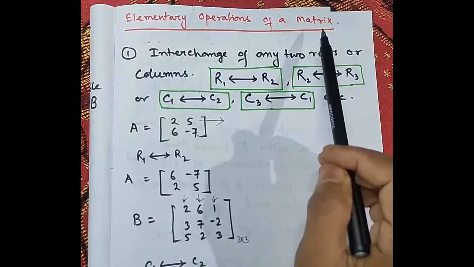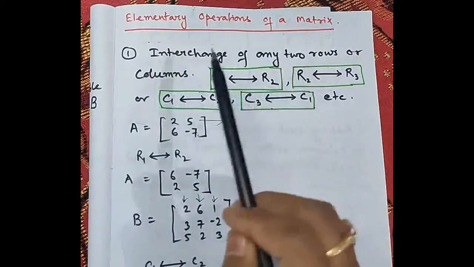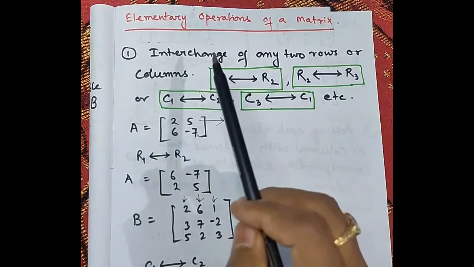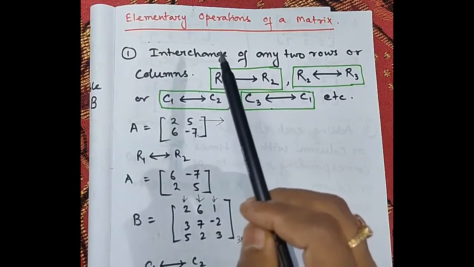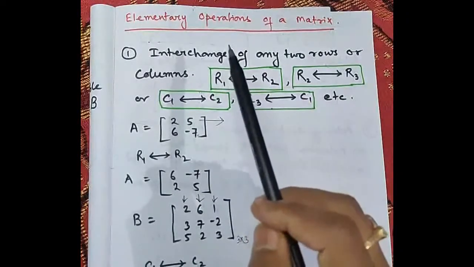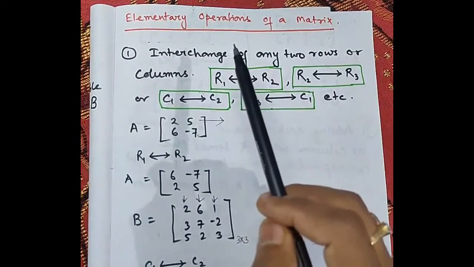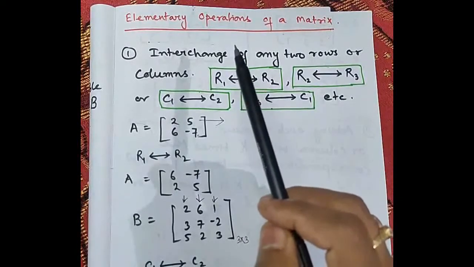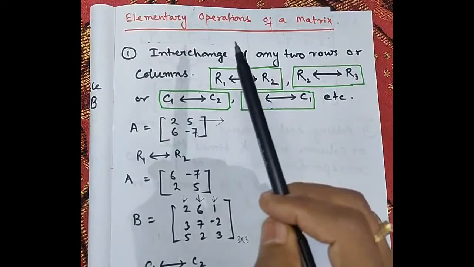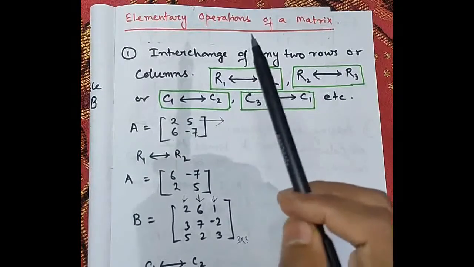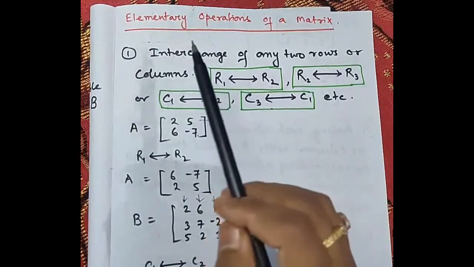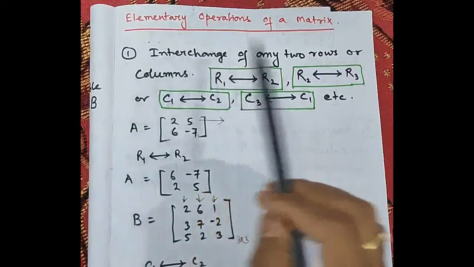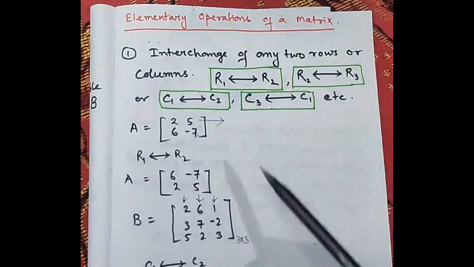Elementary operations of a matrix can be of two types: elementary row operation or elementary column operation. To find the inverse, it will be mentioned in the question whether you have to apply row operation or column operation. In a single problem, you can't apply both operations. That means row and column together you can't apply. And if it is given in the question to find the inverse of a matrix by using elementary operations only, then always use row operation. If nothing is mentioned in the question, you use row operation.